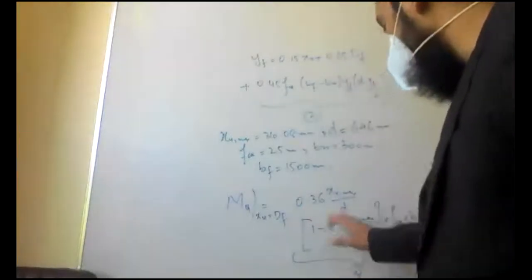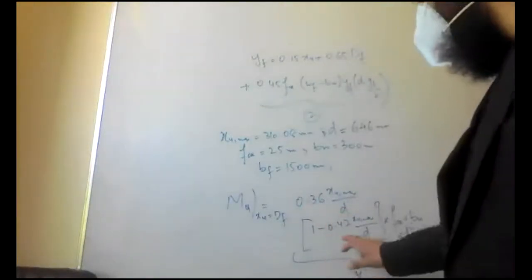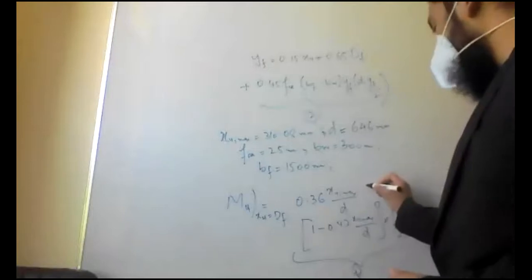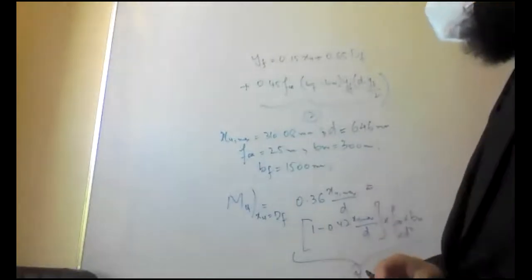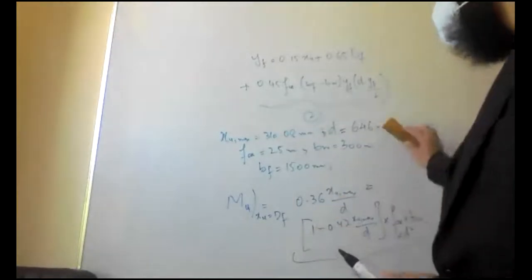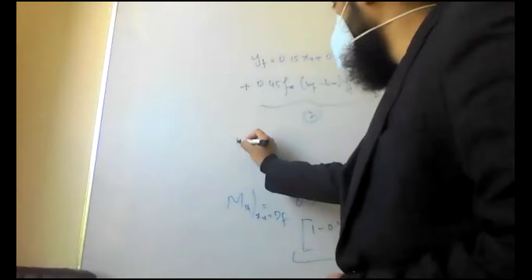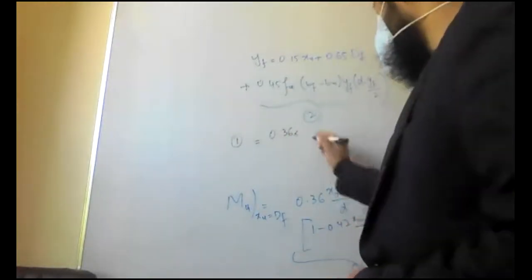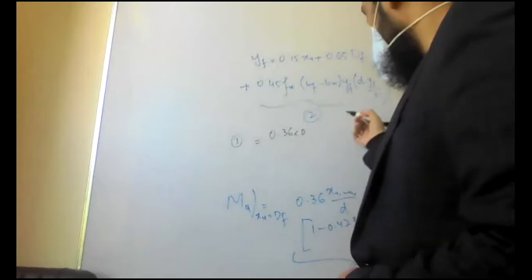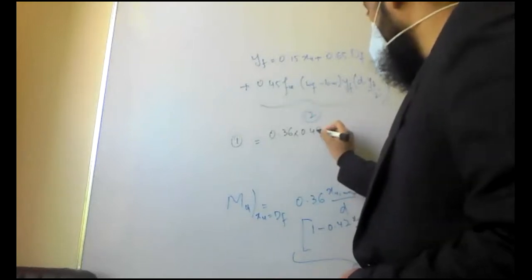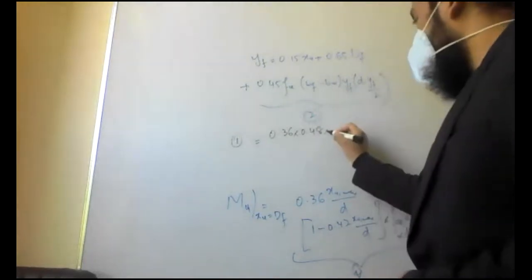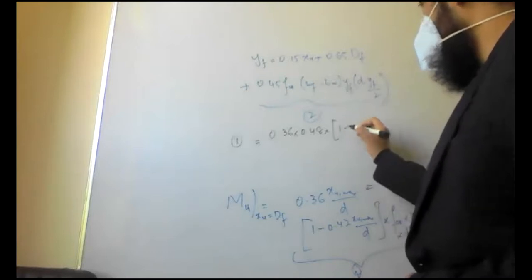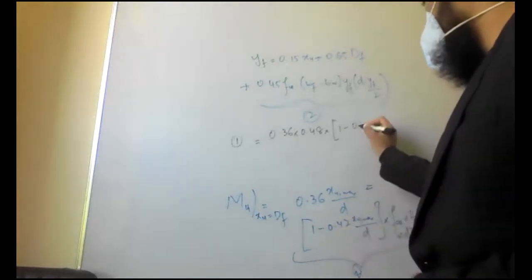So let us first calculate this part 1. Can you get the value of this? How much this comes out to be? Let me write it down here. This part 1, what is the value coming? This is 0.36. XU max by D is, it would be 0.48. 1 minus 0.42.